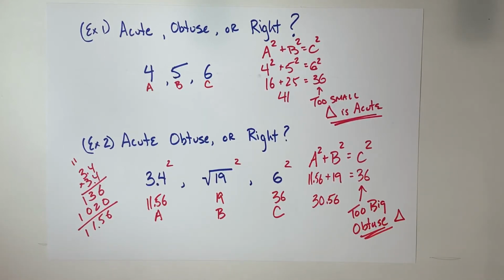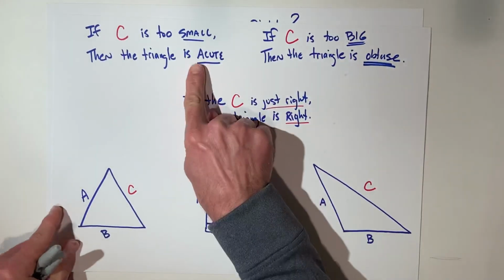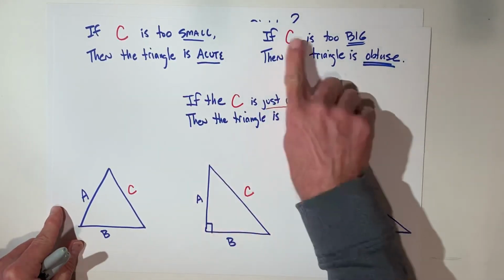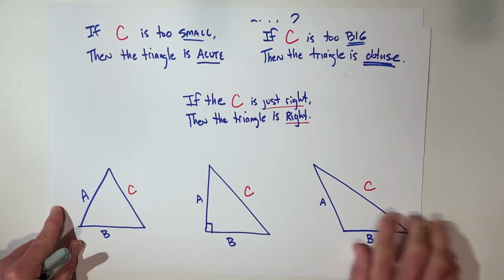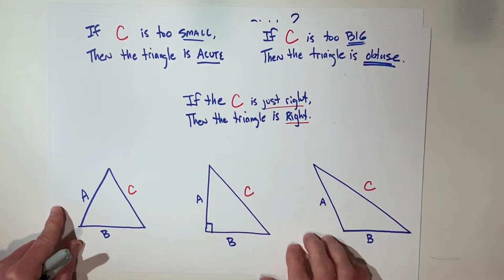One last time. If C is too small, the triangle is acute. If the C is too big, it's obtuse. And if it's just right, then it is right.